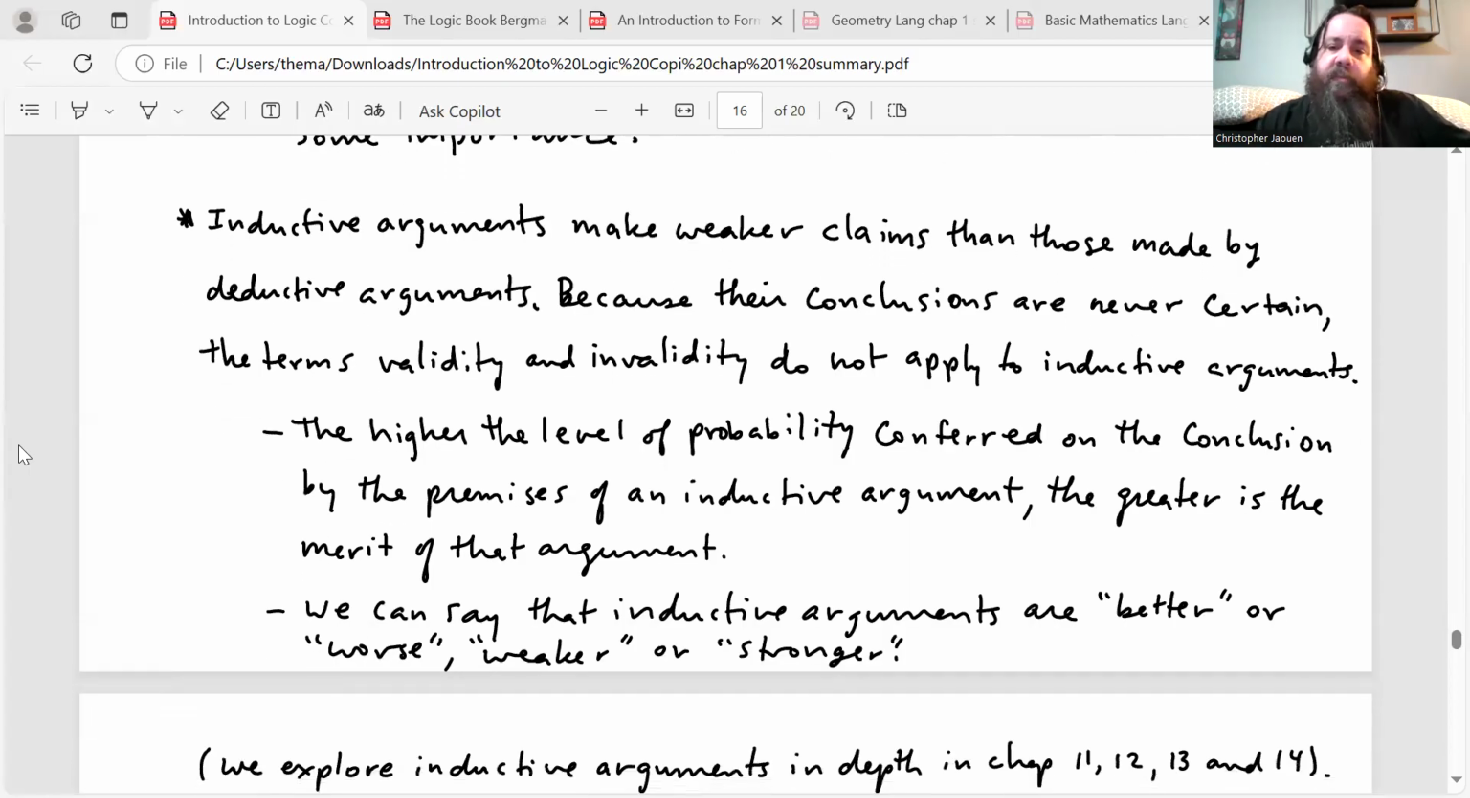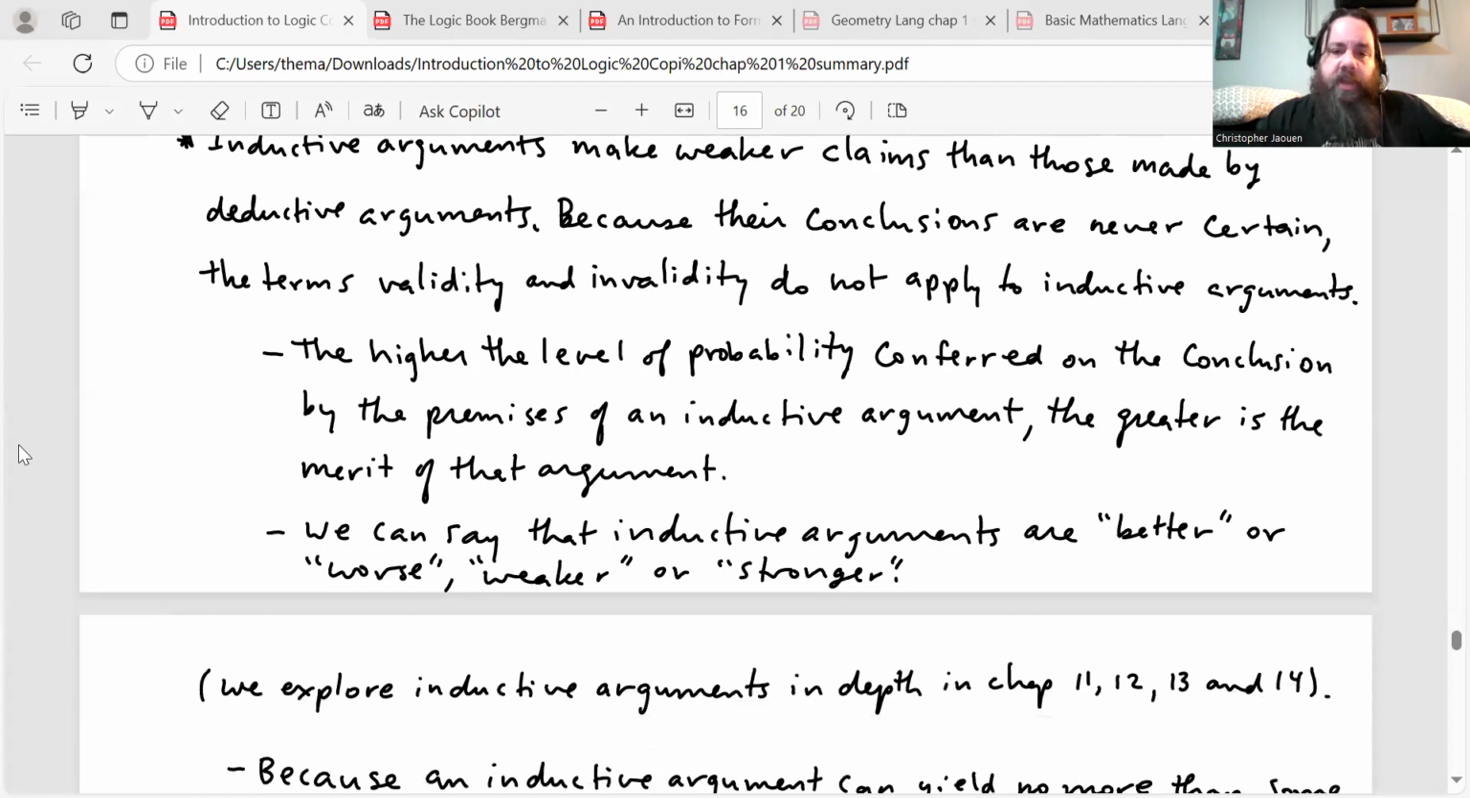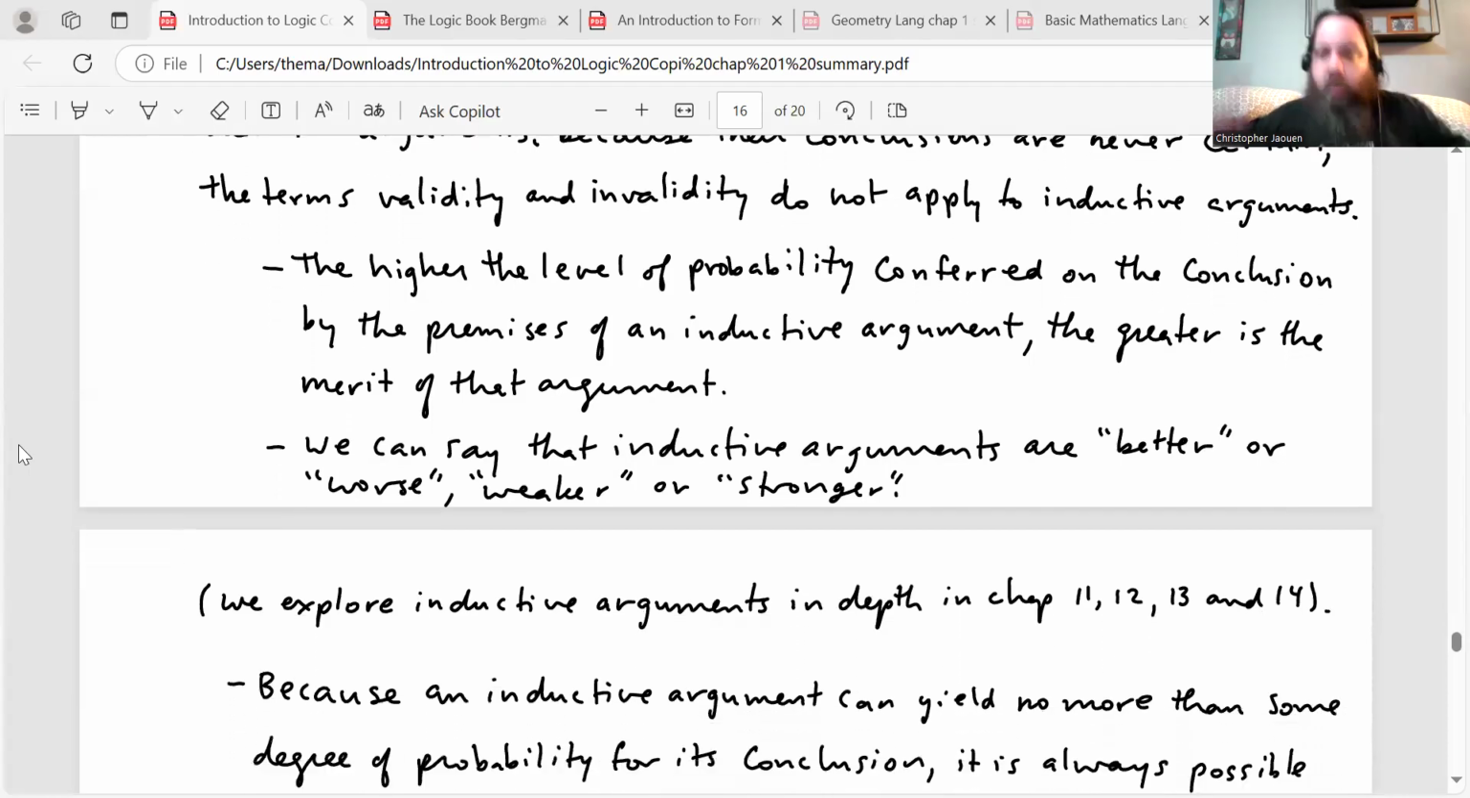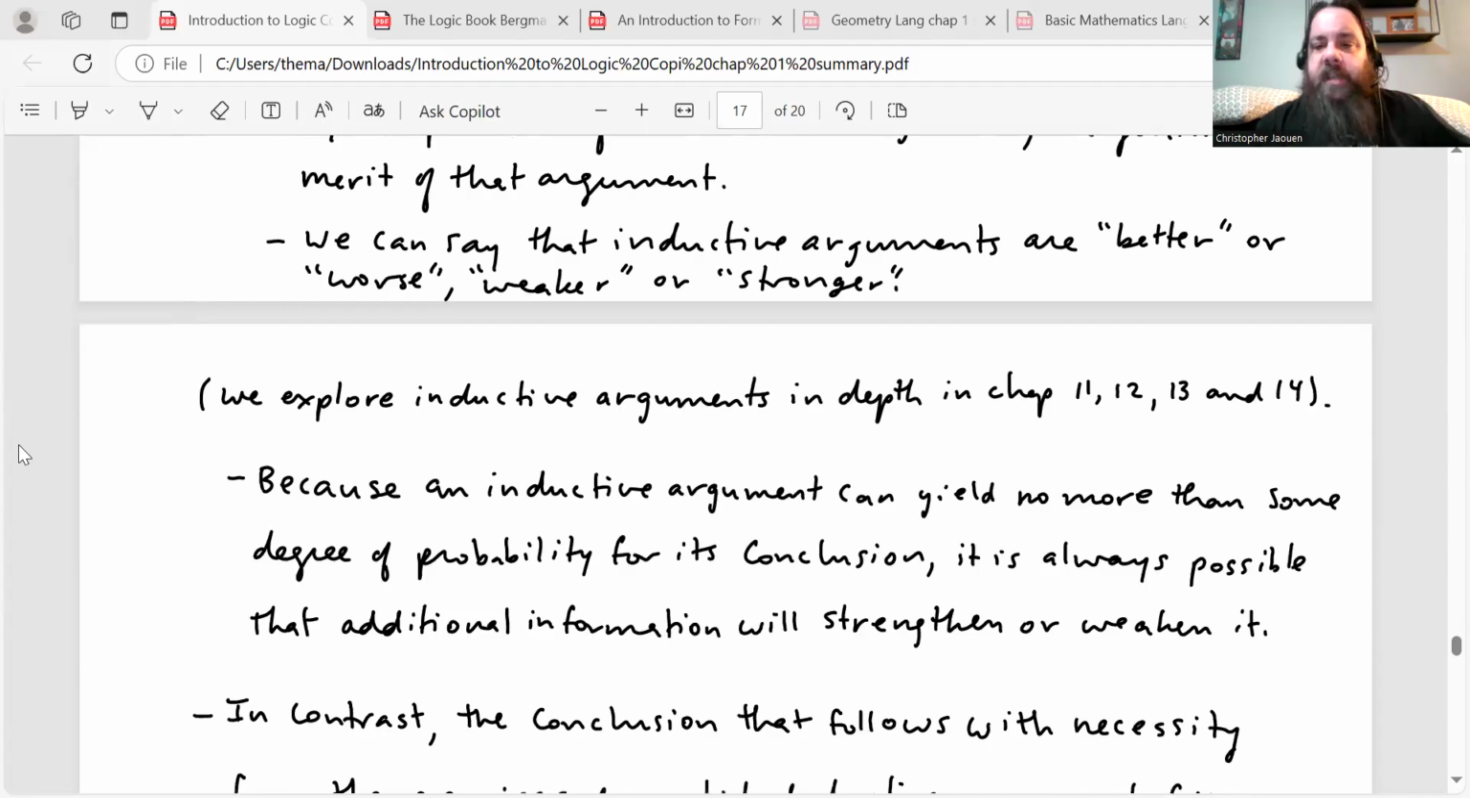The higher the level of probability conferred on the conclusion by the premises of an inductive argument, the greater is the merit of that argument. We can say that inductive arguments are "better" or "worse," or weaker or stronger. We explore inductive arguments in depth in chapters 11, 12, 13, and 14. And actually, I have an entire book that's solely devoted to inductive arguments that I'll introduce later on. Not in this video, obviously, but later on the channel.